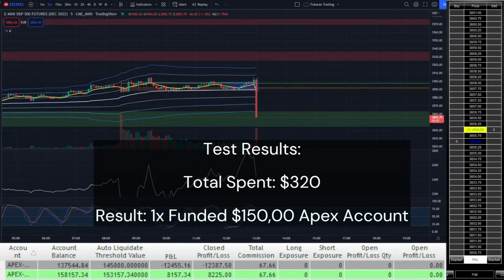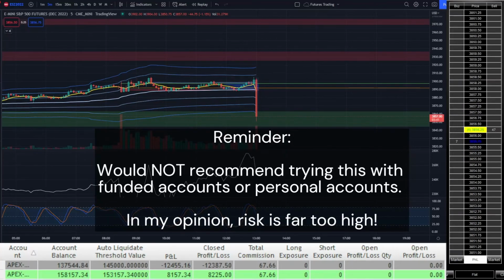Risking a maximum of $320 for a funded $150k Apex account is definitely worth it in my opinion, as the benefit far outweighs the cost. This is why I believe that this strategy should not be tested with funded prop firm accounts or personal accounts, because there isn't a targetable profit goal, and the risk of losing a funded account or blowing up your personal account is far too high.